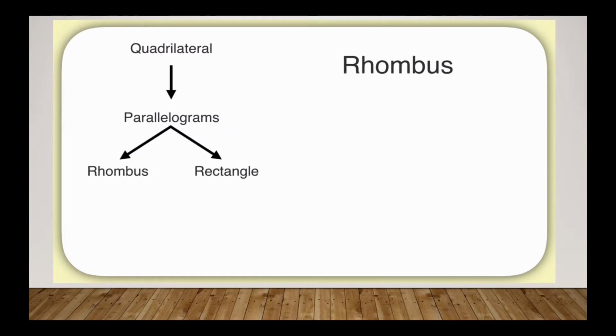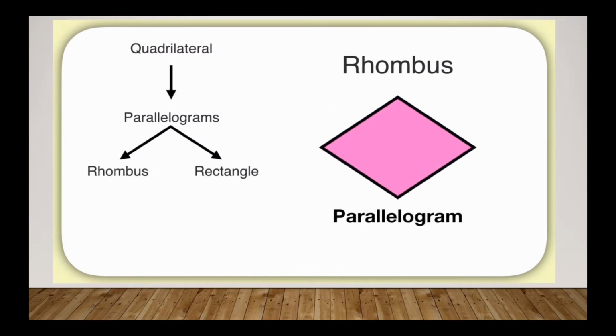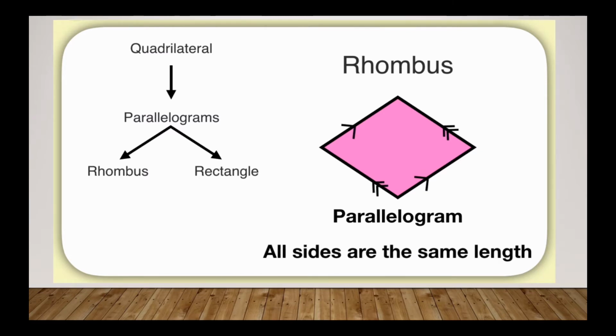Now a rhombus looks like this. It's a parallelogram. It has two sets of parallel sides, but in addition, all of the sides have the same length. We can show that by putting one of these dashed lines on each side, so that's a rhombus.